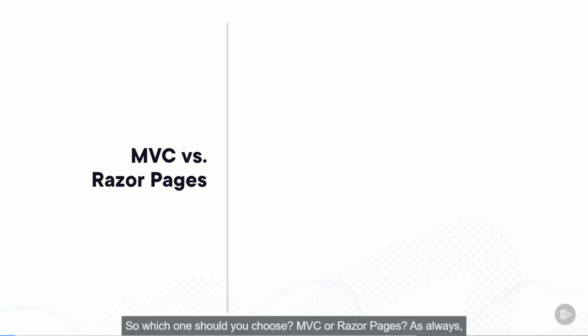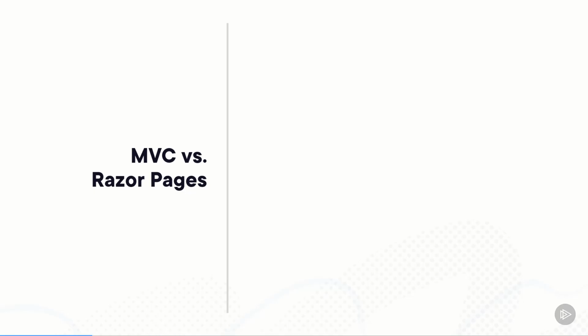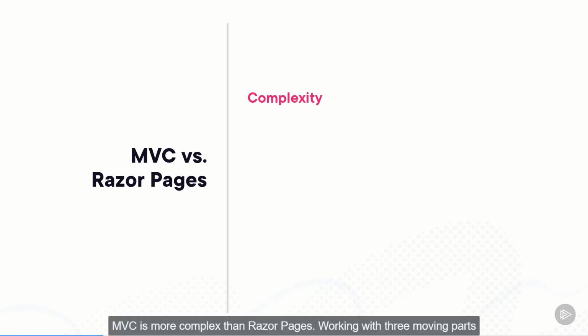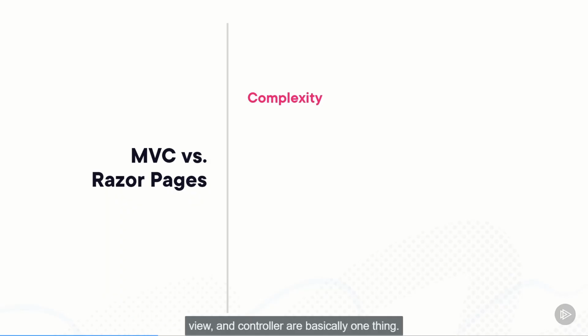So which one should you choose, MVC or Razor Pages? As always, it depends on your personal taste or your team preference, and on the type of project you are working on. Here are some considerations. MVC is more complex than Razor Pages. Working with 3 moving parts in MVC is harder than just working with one. In Razor Pages, model, view and controller are basically one thing.